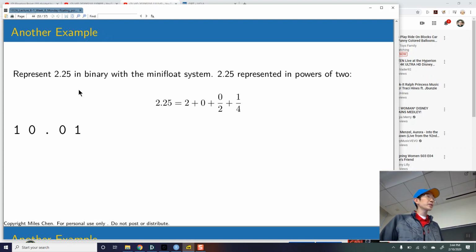All right, let's try going the other way. So here I want to represent the number 2.25 in binary with a mini float system, okay? So 2.25 represented in powers of 2 will be 2 plus 0 ones plus 0 halves plus 1 quarter, okay? So in binary, this 2.25 becomes 10.01. All right, is that all right with everyone? 10.01 for 2.25.